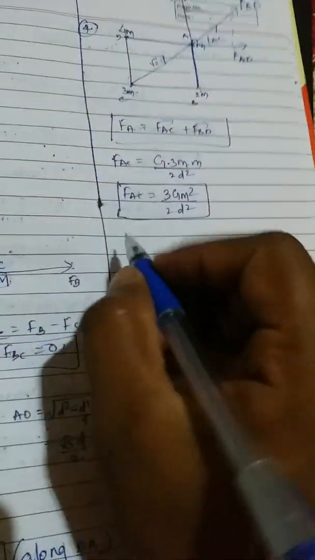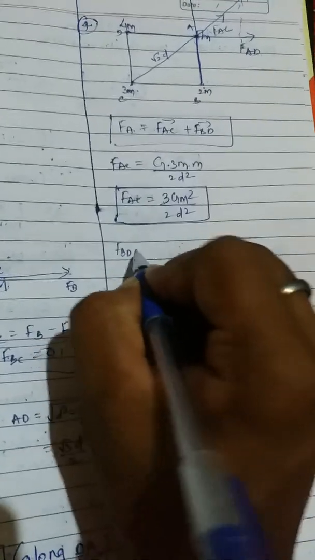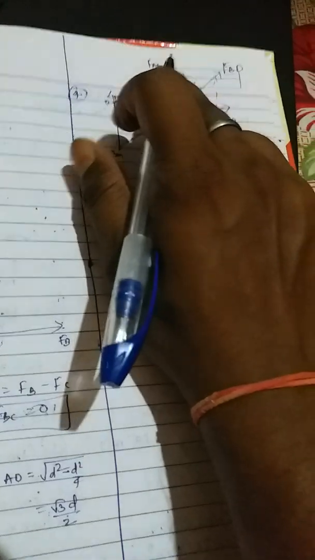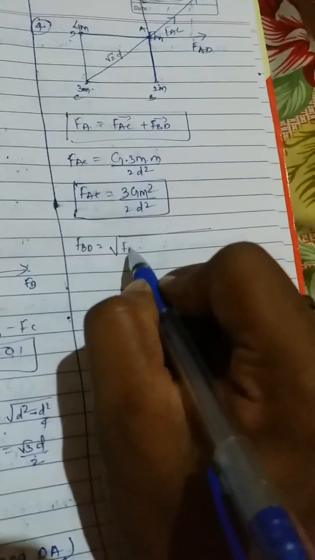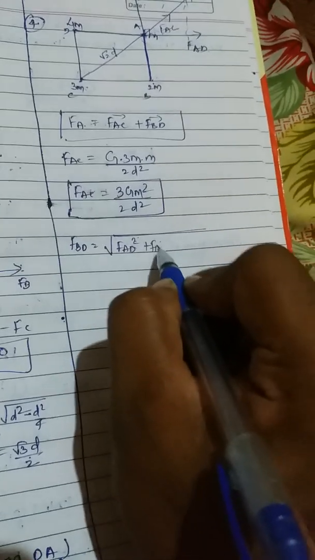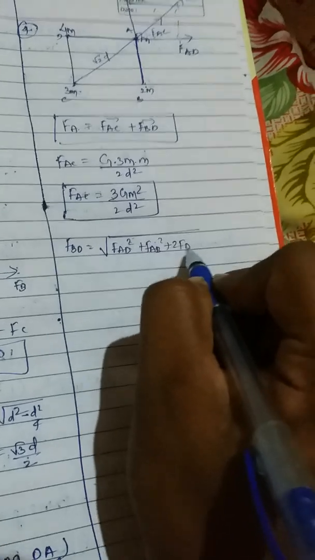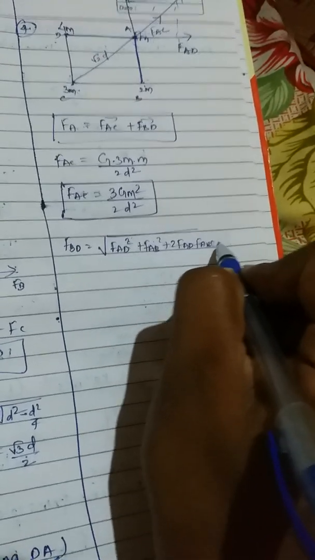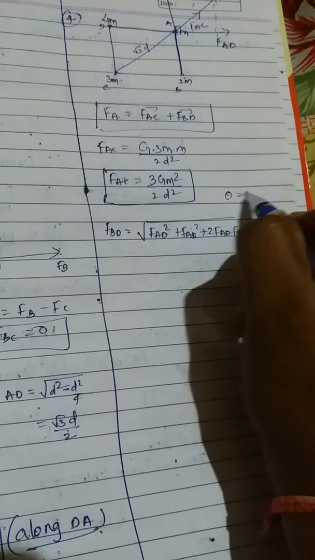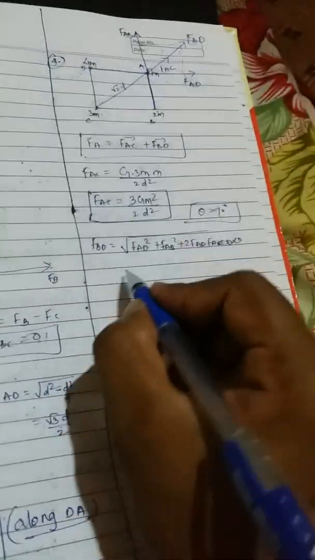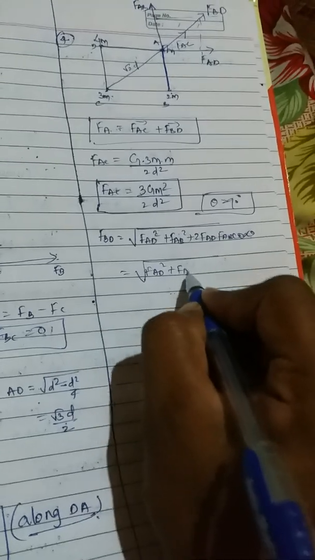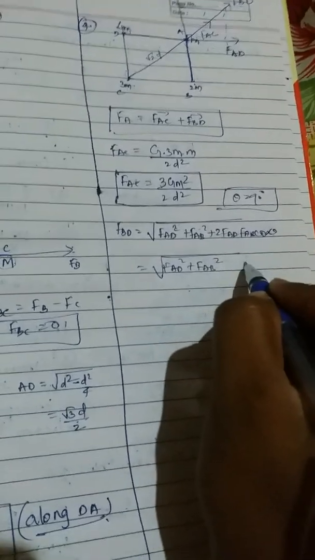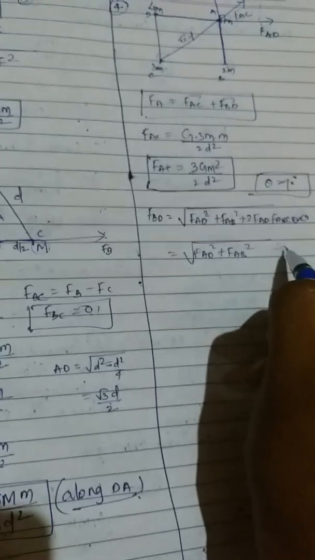Similarly, we can find FBD. Now what is FBD? FBD is a combination of FAB and FAD. So by parallelogram law, if you try to find, how will you get? It will be component, first component FAD square plus FAB square plus 2 FAB cos theta. Now here theta value is 90 degree because these two are mutually perpendicular. So it is equal to under root of FAD ka square plus FAB ka square, and this term is going to be 0 because cos 90 is going to be 0.